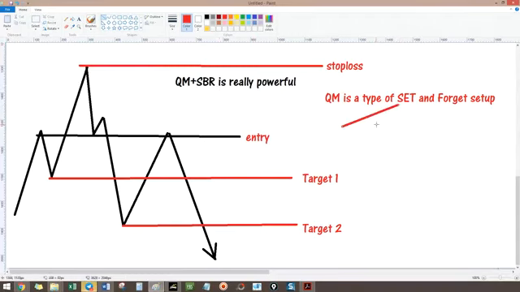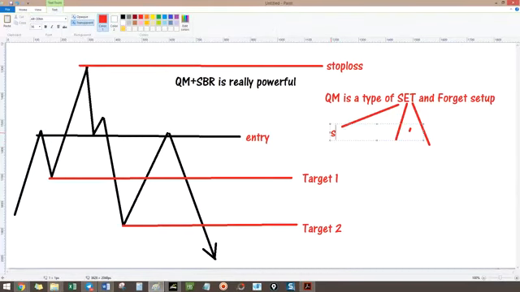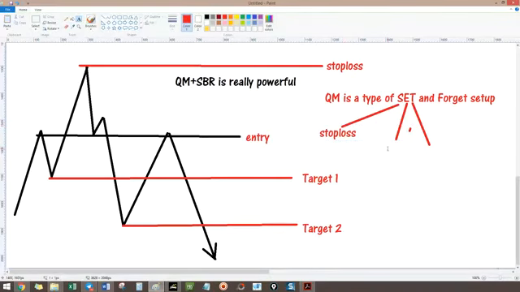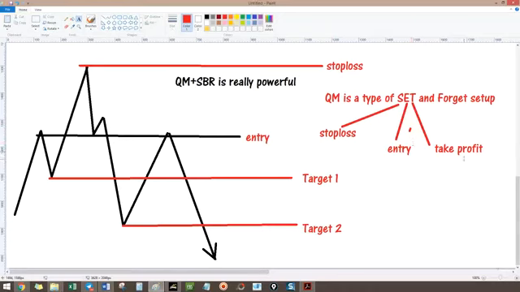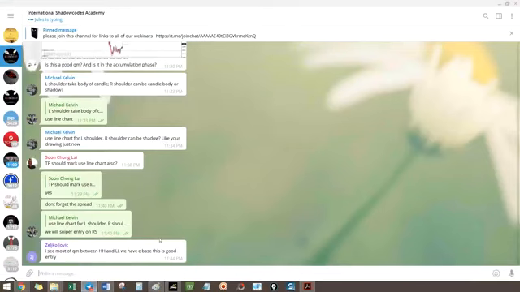So what is set and forget? You have stop loss, you have your entry, you have your take profit. That is set and forget: stop loss, entry, take profit, and you just forget about it and wait whether it's stop loss or take profit. So this is a very good setup if you are working a daily job.